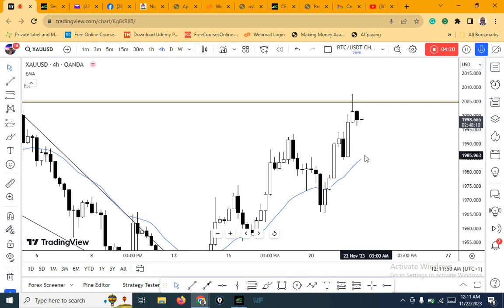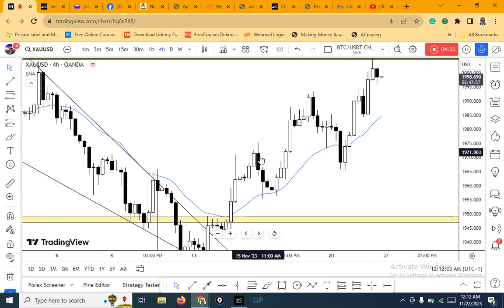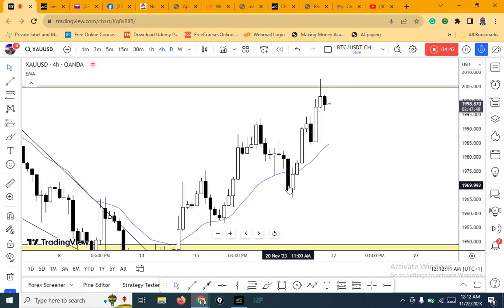I want price to come to this structure level just like it did here and printed this inside bar candlestick, or what we call bullish harami. Okay, and again it did the same here, pulled back to the structure here and printed this bullish engulfing candlestick pattern. Okay, these are all powerful candlestick patterns. You can see this bullish harami.